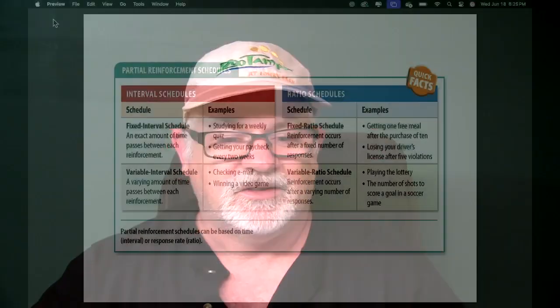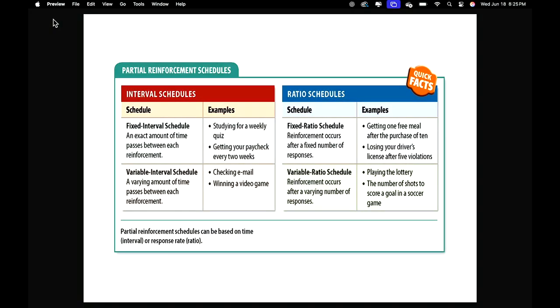Now, the schedule by which we get a reinforcer. Okay, I want to show you this table right here. These are called partial reinforcement schedules. Now, when you do a behavior and you get a reinforcer, every time you do something, that tends to not support long-term behavior.